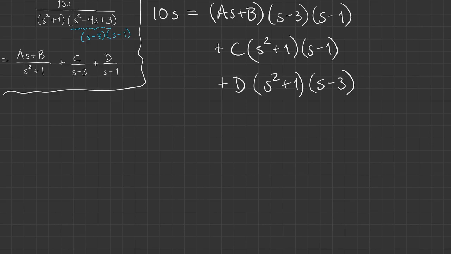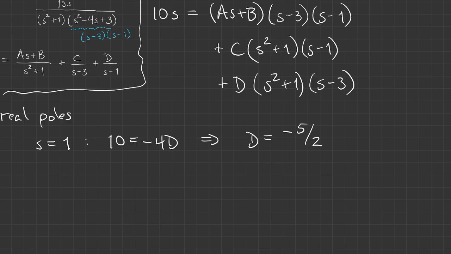Okay, if I put the real poles in one at a time, first if I choose s equals 1, then the only term on the right that survives is the D. Second pole is s equals 3. And that isolates the C on the right.